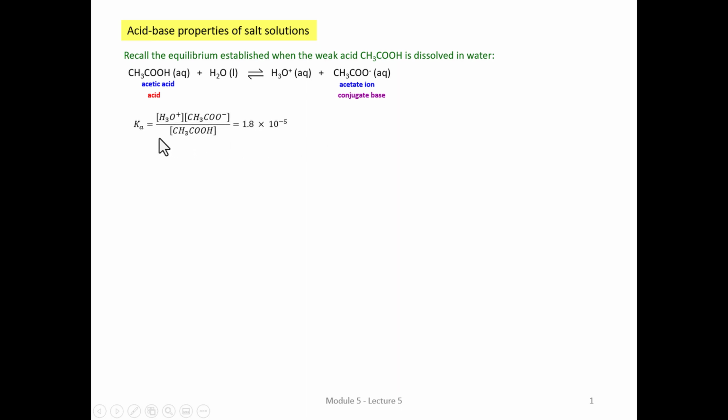We also recall that the Ka expression for acetic acid can be written like this, and that the Ka is 1.8 times 10 to the minus 5. It truly is a weak acid.